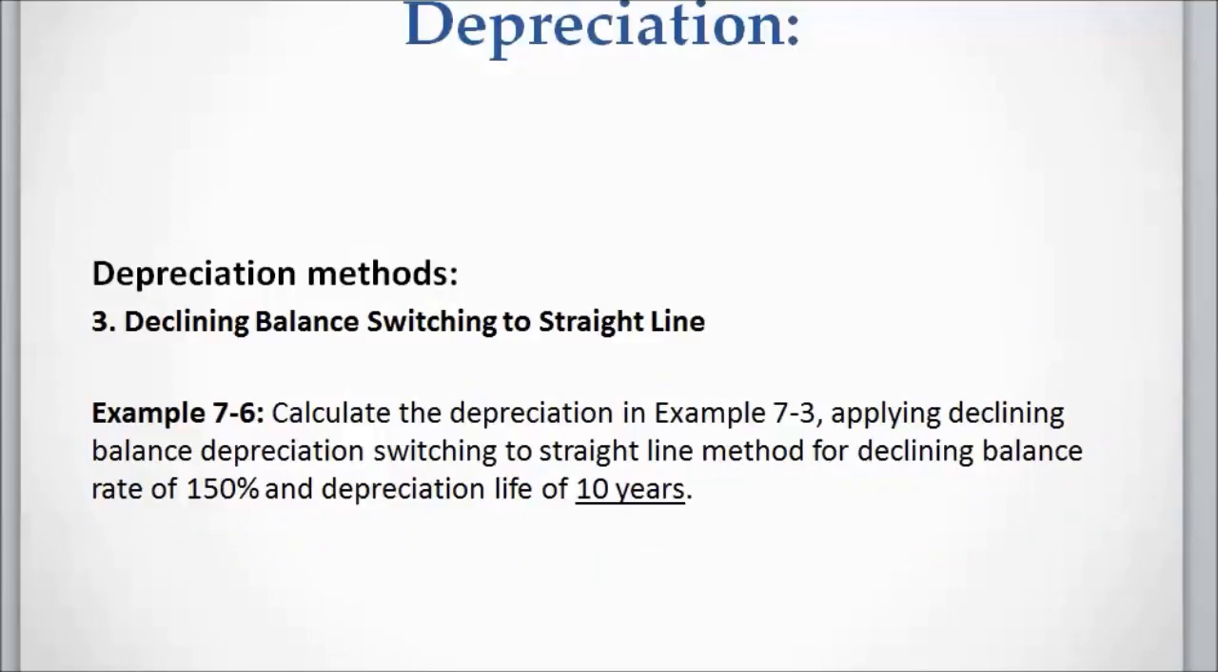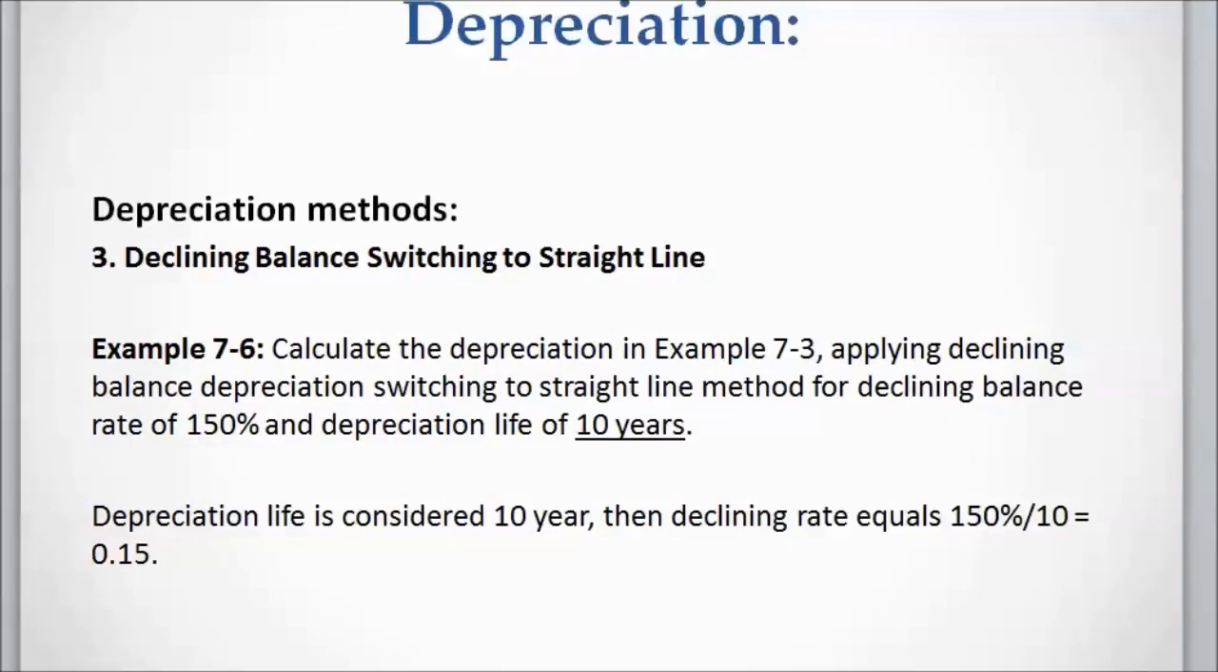So let's work on an example and see how we can calculate the depreciation using this method. We are going to work on the same example, but we are going to consider a depreciation life of 10 years and a declining balance rate of 150%. So we calculate the depreciation for 10 years. Again, the first thing we have to calculate is the declining rate per year, which we get by dividing the 150% declining balance rate by the 10 years of depreciation life, and we get 15% depreciation or declining rate per year.